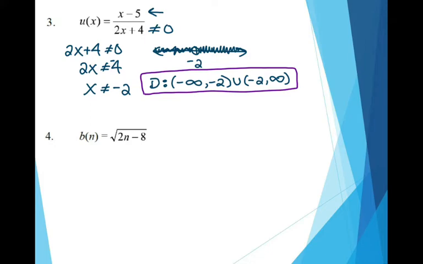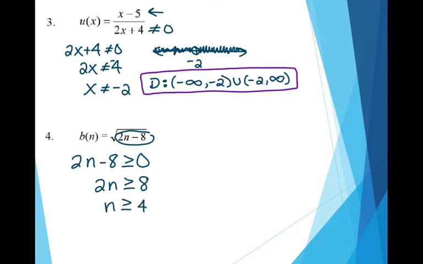Number 4 is very similar to number 1. We have that square root. So 2n minus 8 has to be positive or equal to 0. I'm going to add 8 to both sides. So 2n is greater than or equal to 8. So n is greater than or equal to 4. Again, just to make things easier, I'm going to graph this on a number line so I can figure out what my interval is. Everything that's greater than 4 is everything to the right of 4. So that domain in interval notation goes from 4 with a bracket, since 4 is included, to infinity.